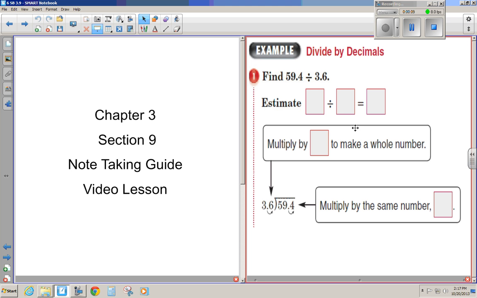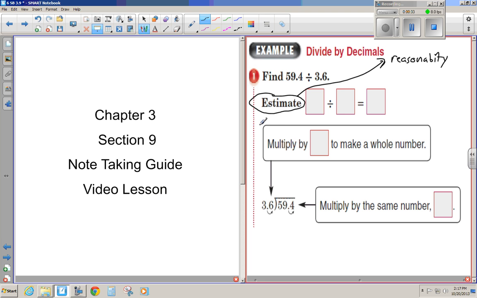This is Chapter 3, Section 9, entitled Dividing by Decimals. All right, for dividing by decimals, you should always still estimate. This estimation tells you a number of things, but mainly it tells you of your reasonability. It gives you an idea of whether what you came up with makes sense.